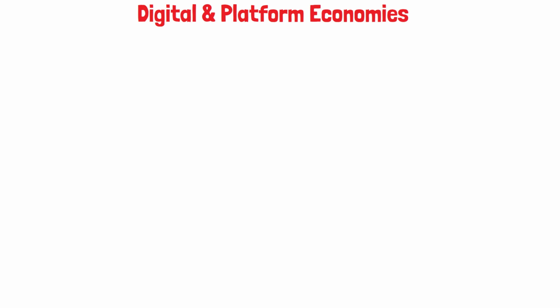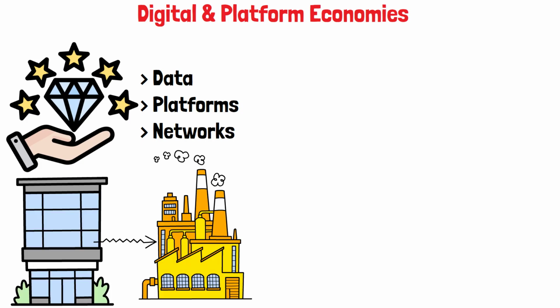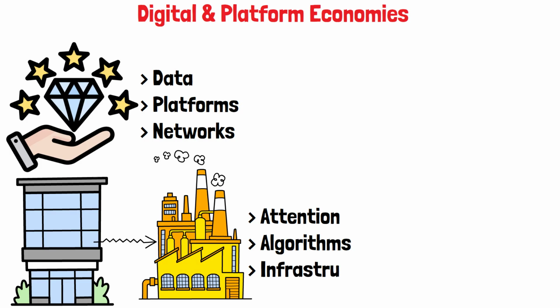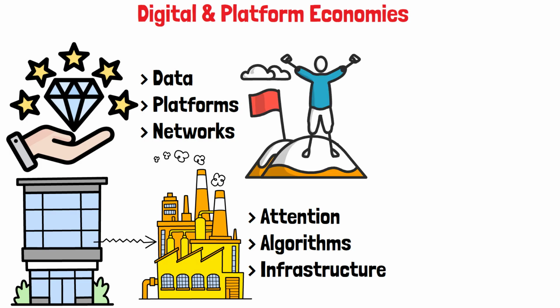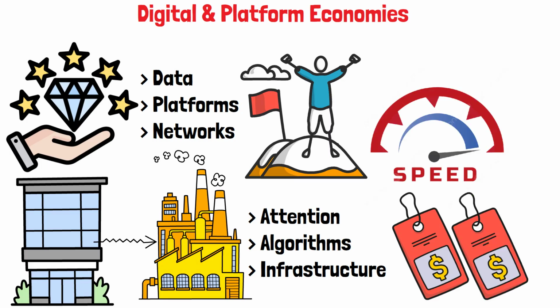Digital and platform economies. A modern evolution. Value is created through data, platforms, and networks. Companies don't own factories. They own attention, algorithms, and infrastructure. Winner-take-most dynamics dominate. A few platforms capture massive value. Speed is high. Regulation struggles to keep up.